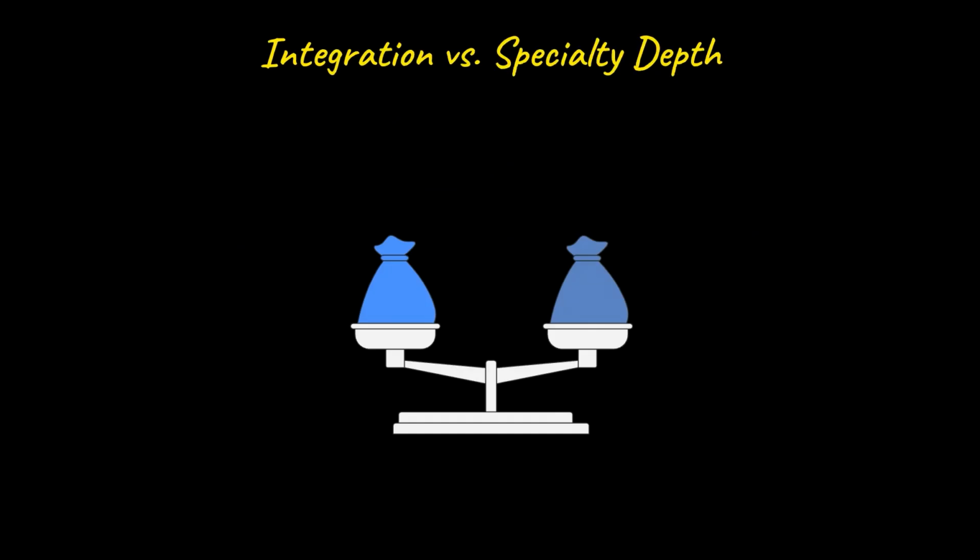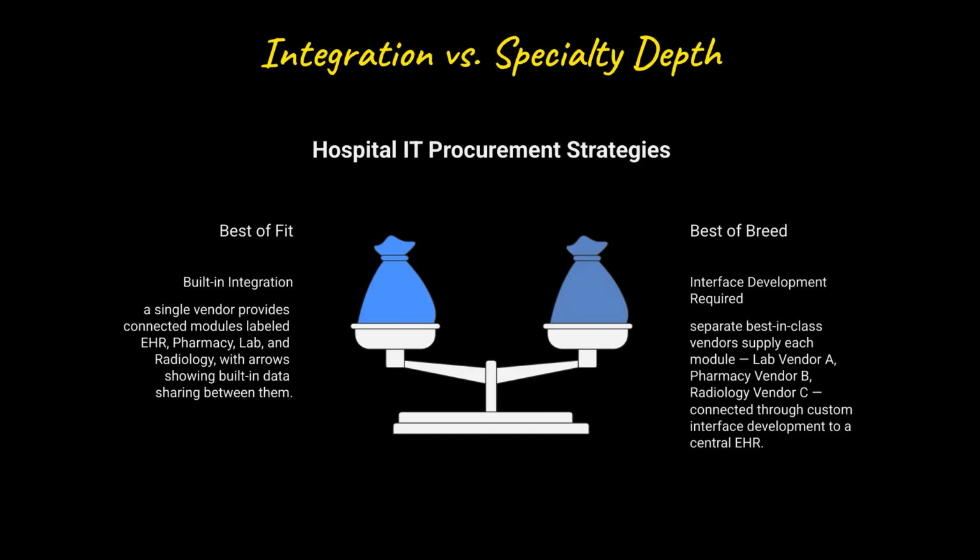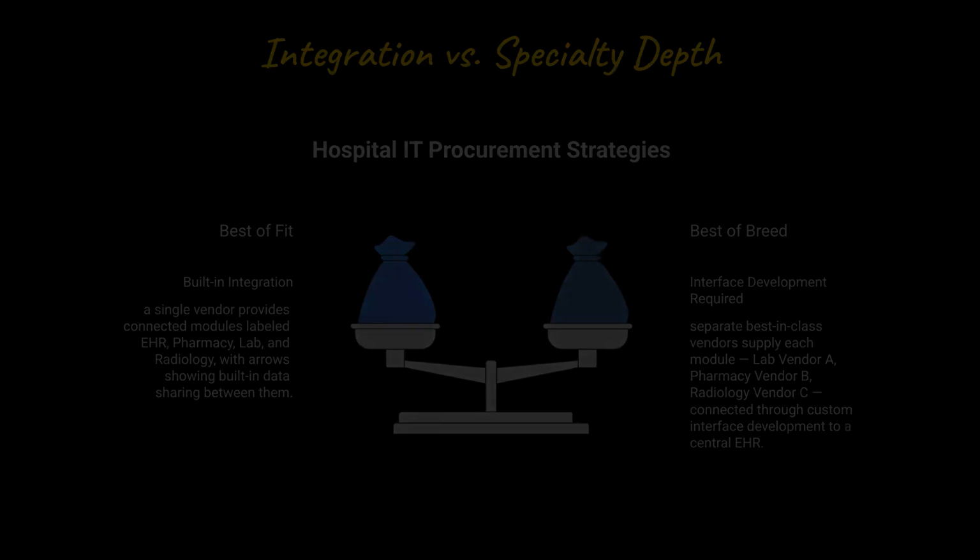In a best of fit model, integration is built in. Modules share patient identifiers, medications, and results without custom work. In a best of breed model, each department gets a superior specialized tool, but the hospital must build and maintain interfaces connecting systems that were never designed to talk to each other.